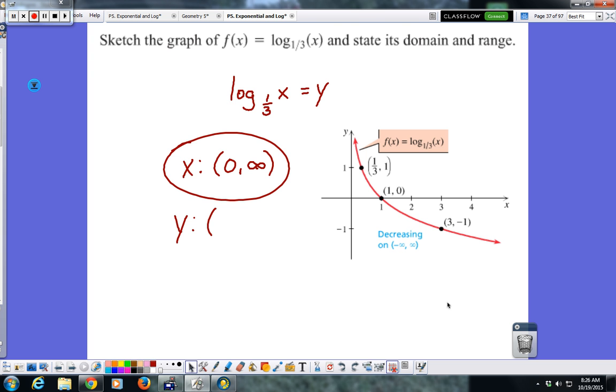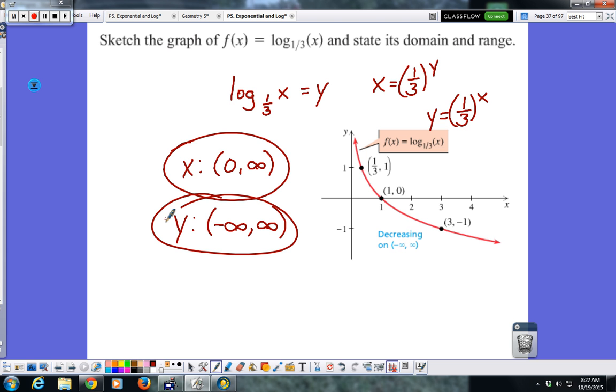Or this might be easier too. Rewrite this thing. That'd be x equals 1/3 to the y power. Maybe it's easier to get domain and range there. Well, y equals, let's do the inverse of it, 1/3 to the x power. When you raise 1/3 to the x power, what values do you get? Because you can raise it to any power, that's what I need you to know. What values could y be? Y can be anything. From negative infinity to positive infinity.